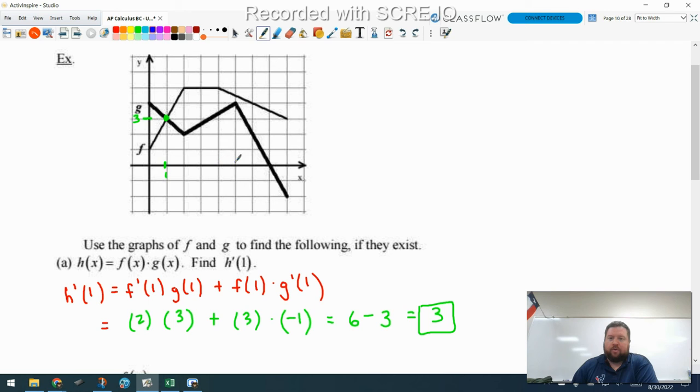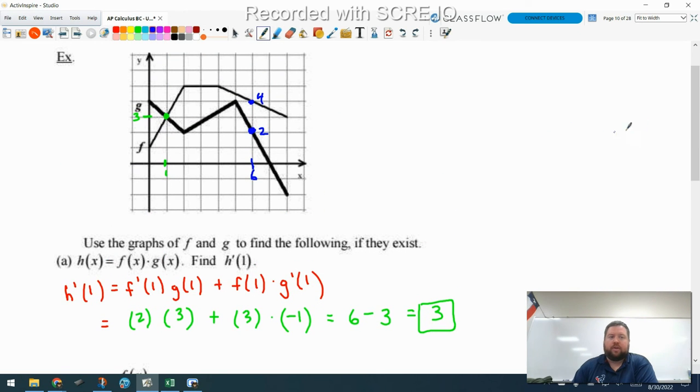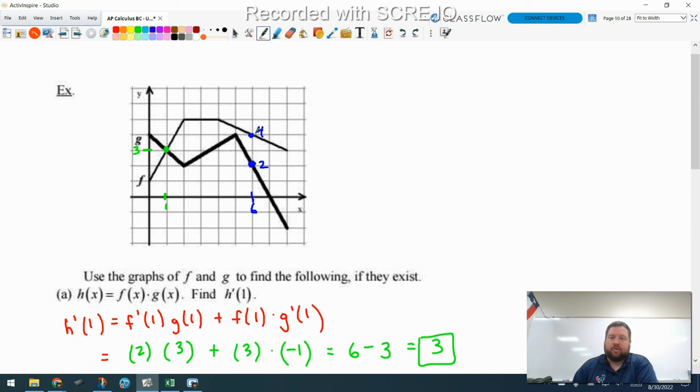All right, back up to our graph. 1, 2, 3, 4, 5, 6. So there's one point, looks like that's at 2. Here's another point, that looks like that's at 4. And then we can do the slopes as well. Okay, so G of 6 is my first one. G is the bold one, that is 2.